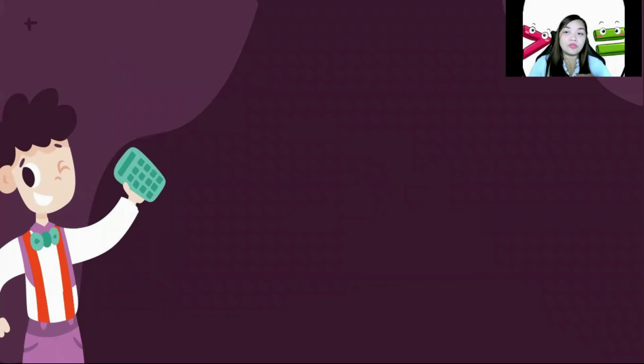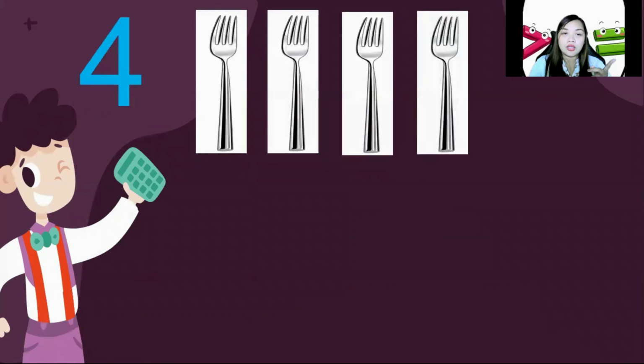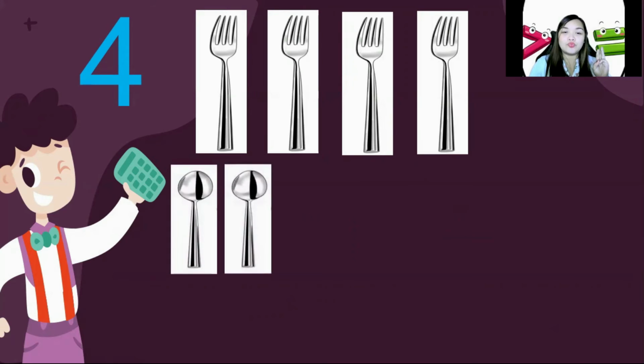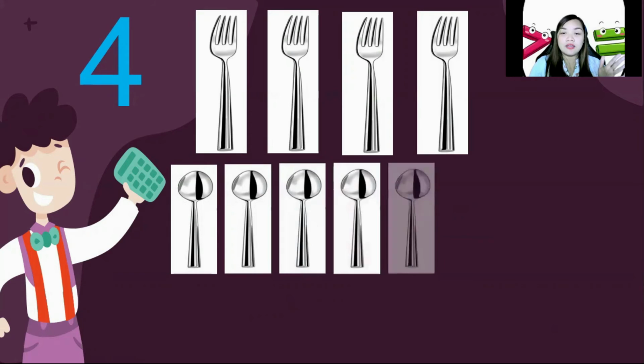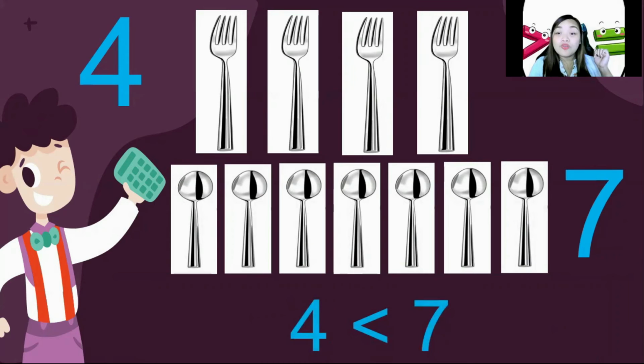Another example, let's count the objects. 1, 2, 3, 4. So there are 4 forks. Now, how many spoons are there? Let's count. 1, 2, 3, 4, 5, 6, 7. We have 7 spoons. So 4 is smaller or fewer than 7. 4 is smaller than 7. So the smaller, or the closed end, is facing number 4.